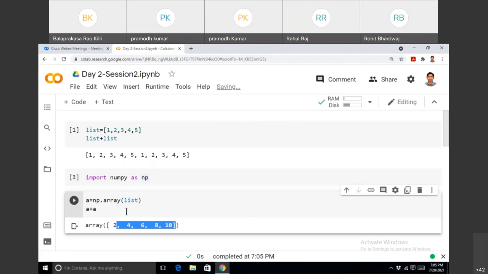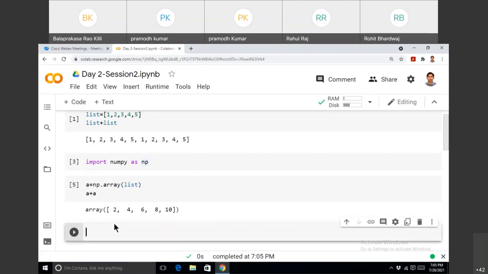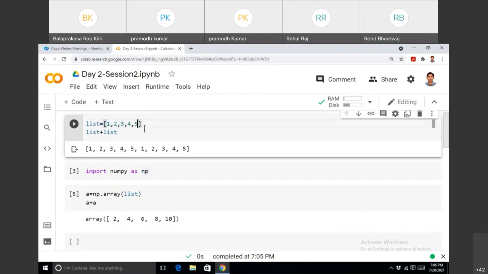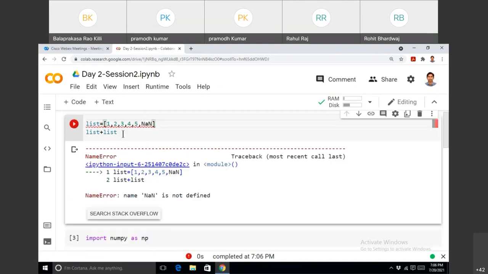There are many other differences of a numpy array from a list. Basically, a list doesn't support values like nan. Suppose you have some values and you want to find the minimum marks. Let me define one. Suppose you have something like nan, a number that is undefined. Now let me define this one first. This is my list.